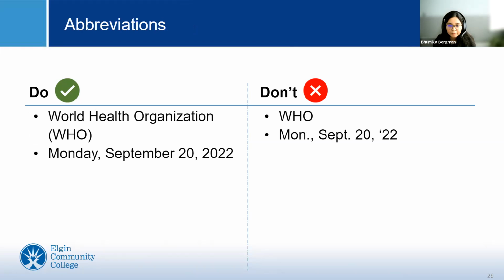And the same thing with dates and days. Instead of saying Mon Sept 2022, write out the whole date. Say Monday, September 20, 2022.